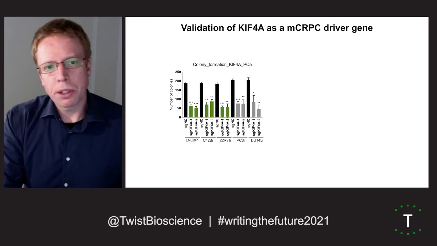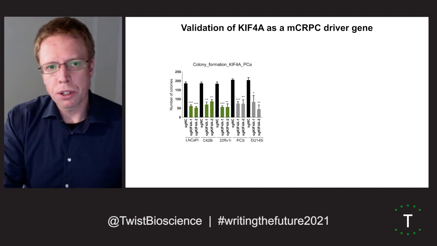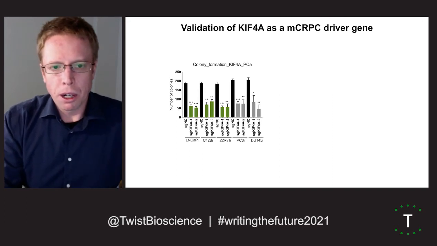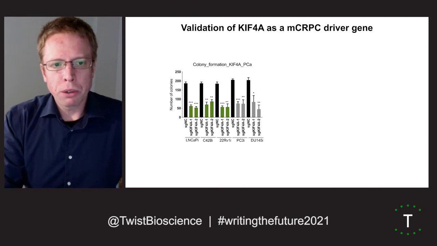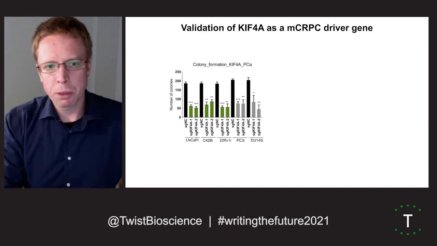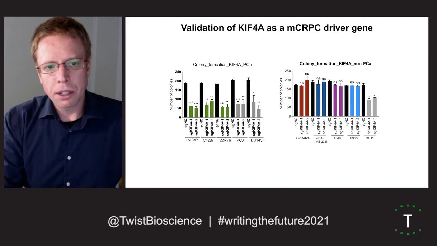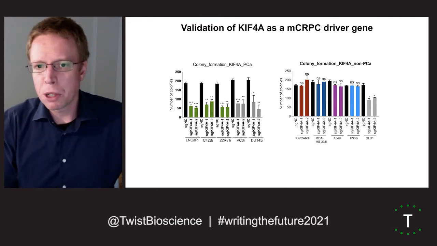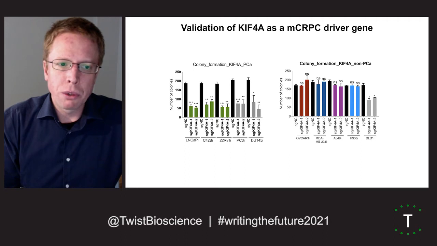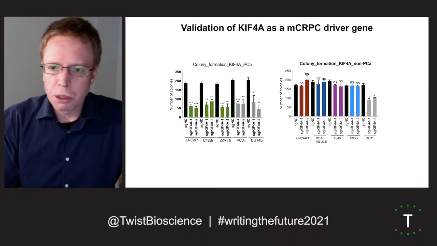So how specific are these novel genes such as KIP4A for prostate cancer proliferation or survival? To answer this question, we did the following experiment where we used 10 cell lines, 5 prostate cancer cell lines and 5 non-prostate cancer cell lines, and we knocked down KIP4A and then did a colony formation assay to look at whether KIP4A was required for cell proliferation or survival.